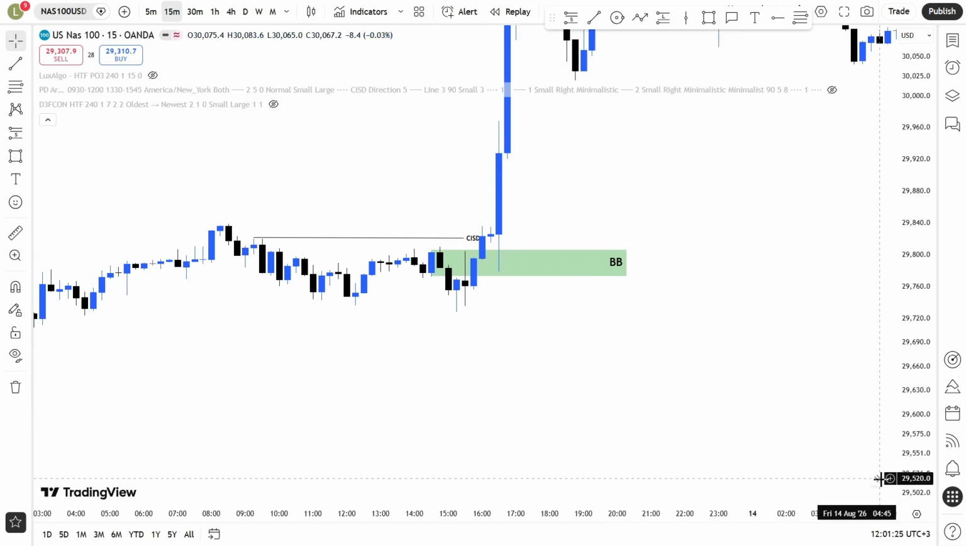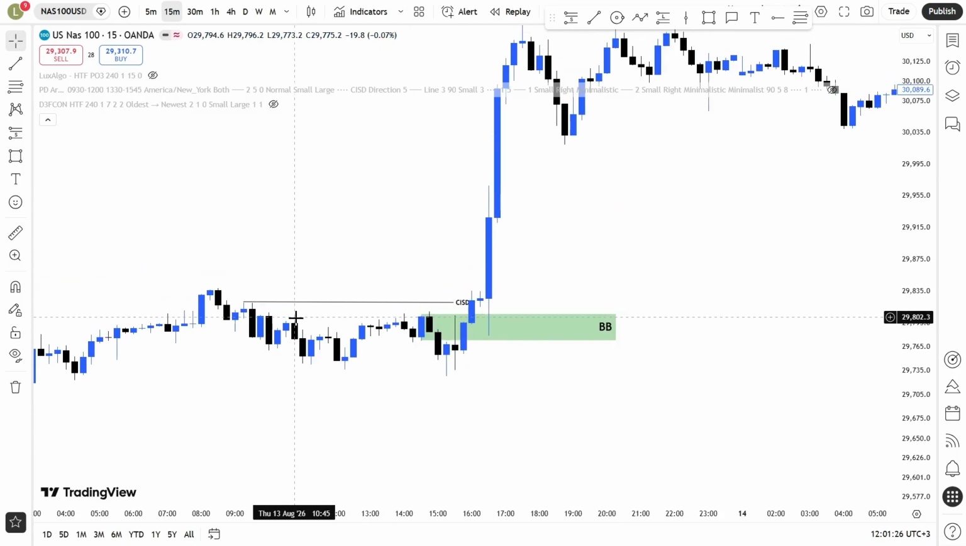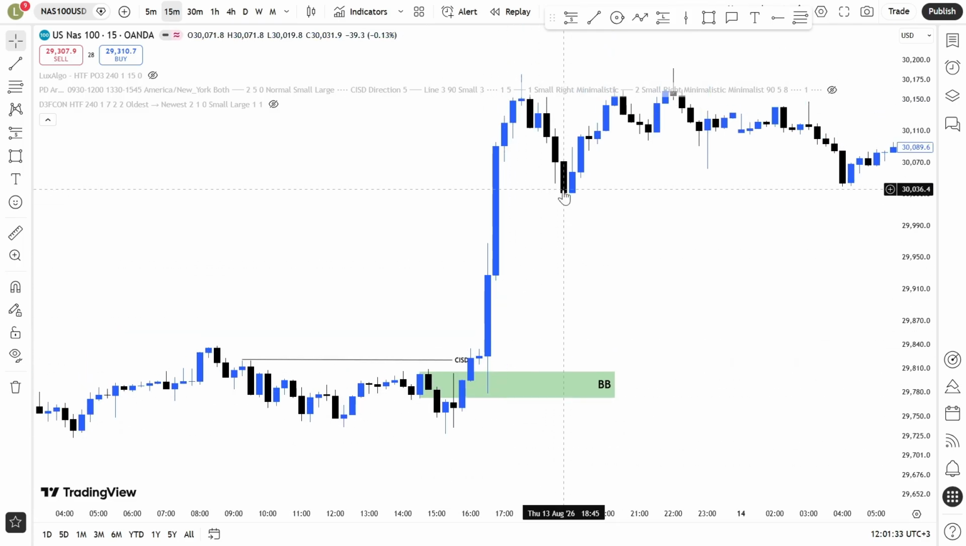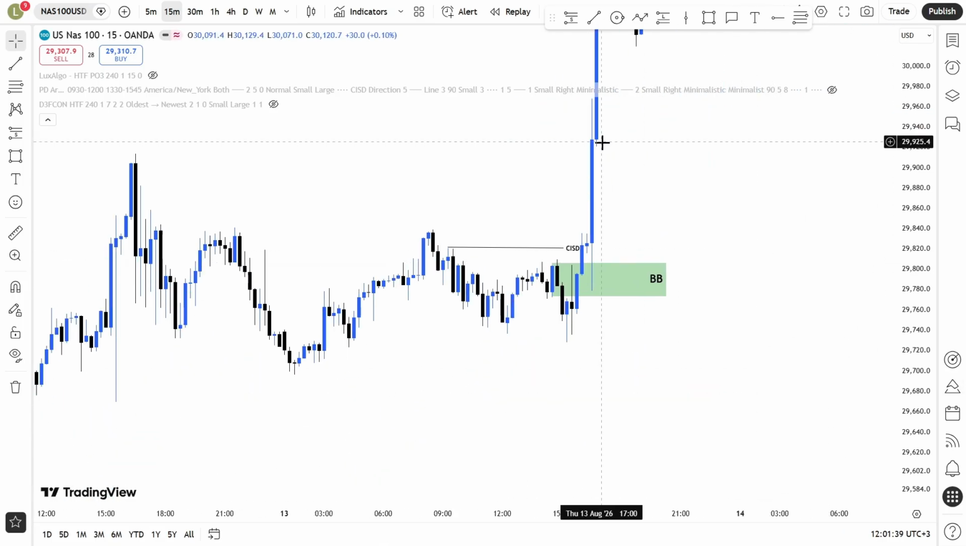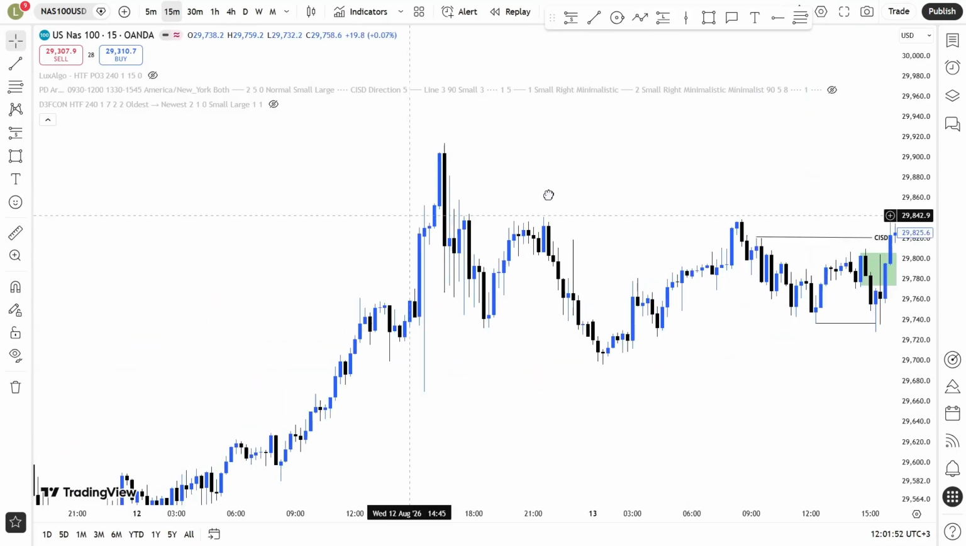Okay? So we see it's now no longer an order block, it becomes a breaker block. Price comes and gets into this breaker block and goes higher. So there are some inducements here. We can see price swept this low. It swept this liquidity. A breaker block sweeps liquidity. We see the liquidity sweep here, and then price continues higher.